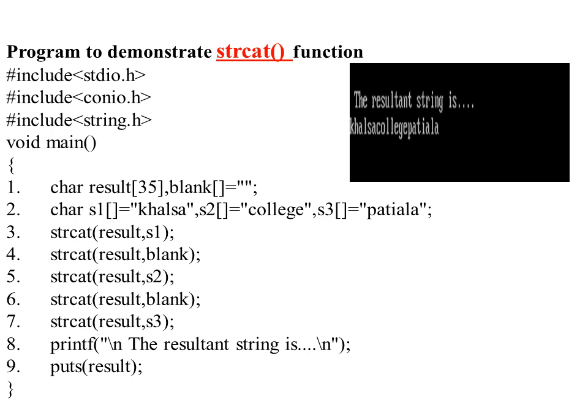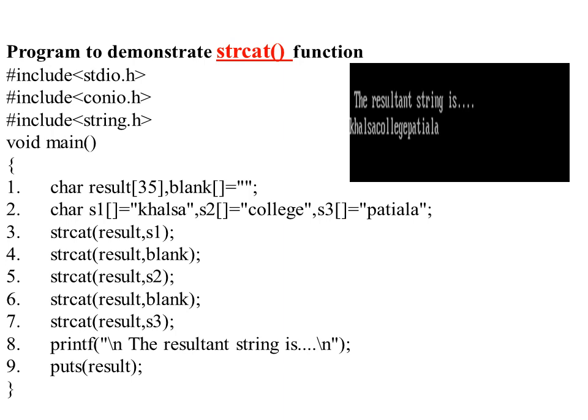In the first line we have taken a result character array, a blank character array, in which we put in double quotes a single space so that we can provide the space between the words. In the second line we have three strings, s1, s2 and s3: Khalsa, college and Patiala.